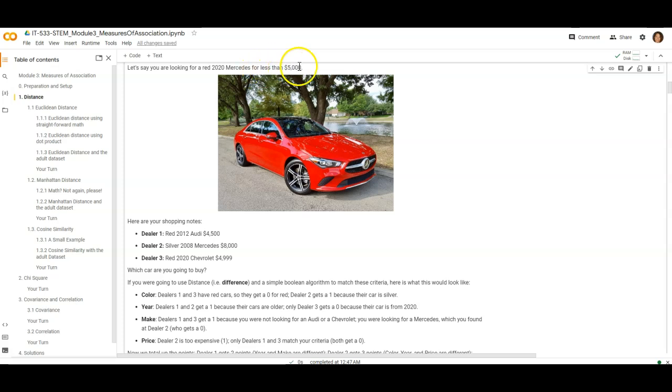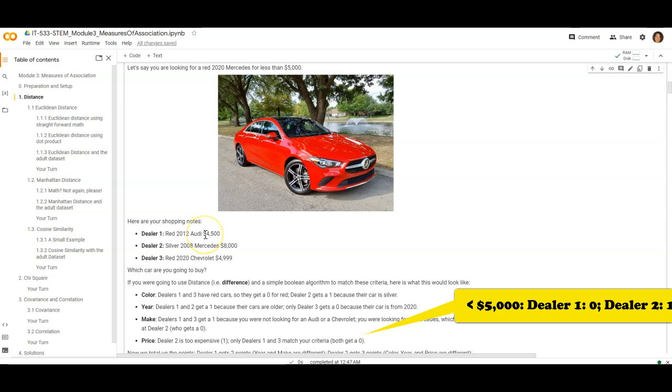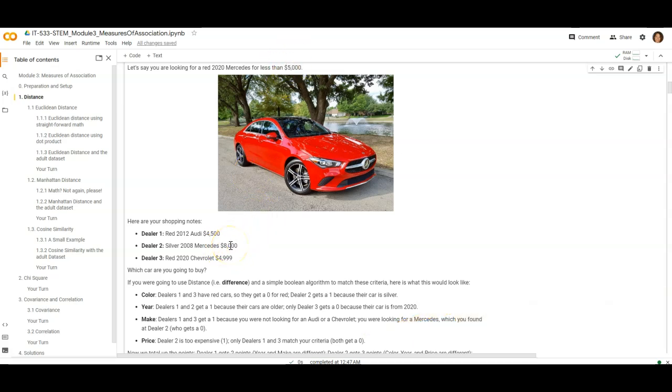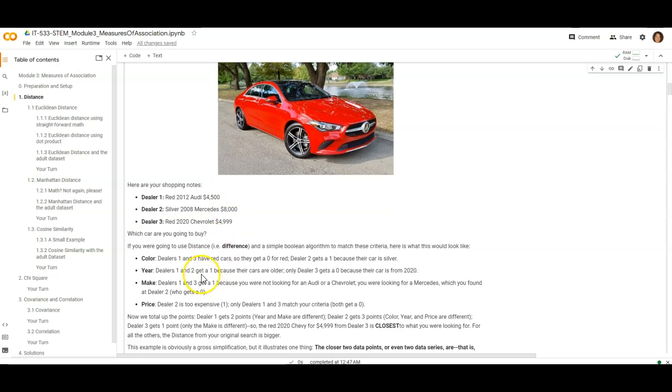And finally, let's talk about the price range. We're looking for a car for less than $5,000. In which case, dealer number 1 and dealer number 3 both get 0 because both of these prices are less than $5,000. However, dealer number 2 gets a 1 because there's a clear difference between $8,000 and $5,000. So now that we have all our 1s and 0s in place, let's total them up.